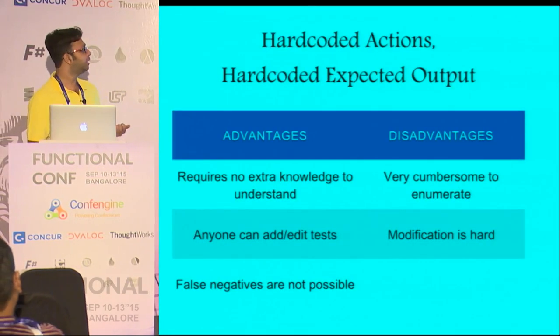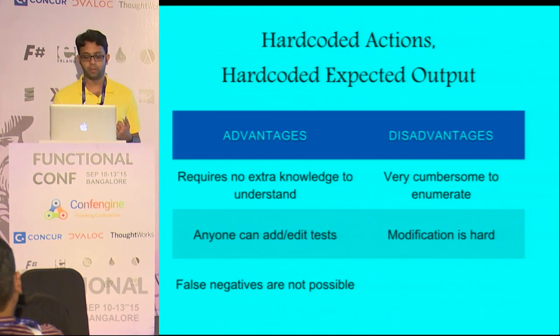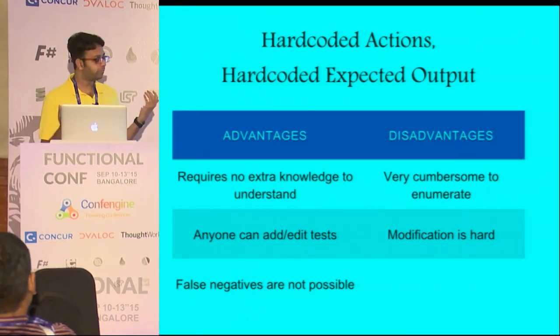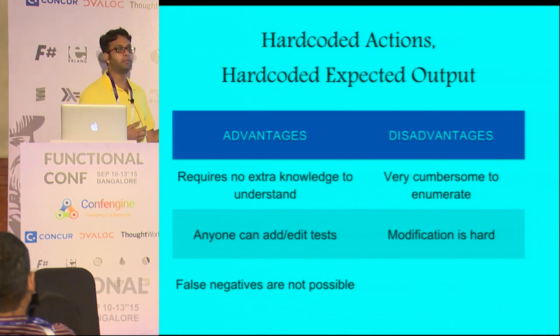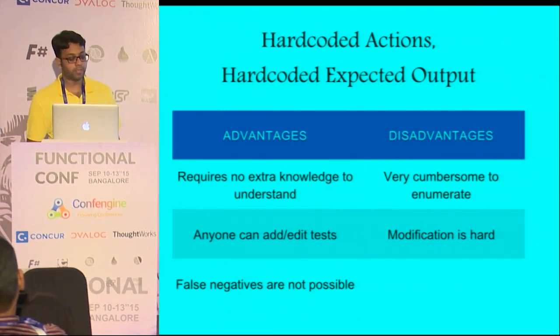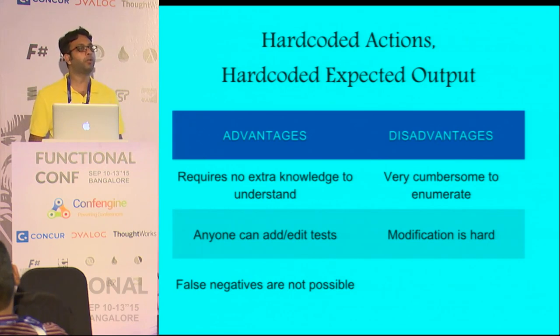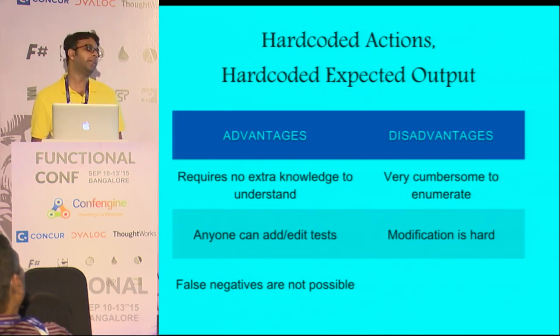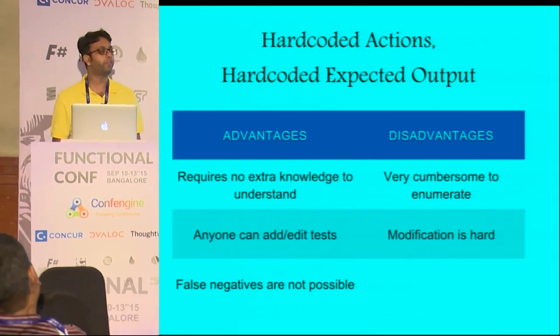So what are the advantages and disadvantages of both? If you have hard-coded actions and hard-coded expected output, it requires no knowledge to understand. Any newcomer tester or even a developer can come and just read your code, right? And anyone can edit them. It's very hard to get false negatives because you can read exactly what is happening. But it becomes very cumbersome to enumerate them, and modification is hard.